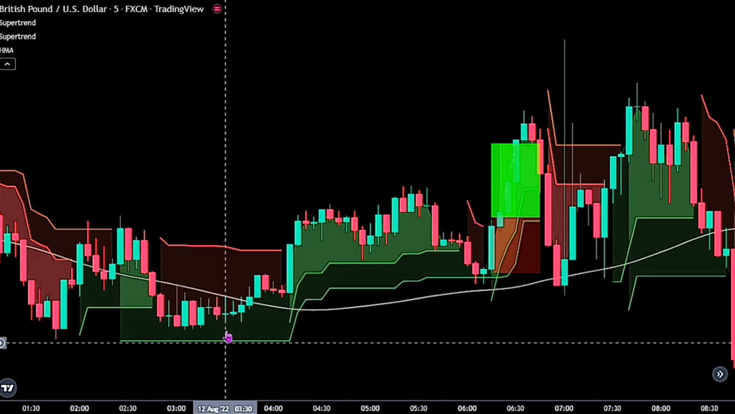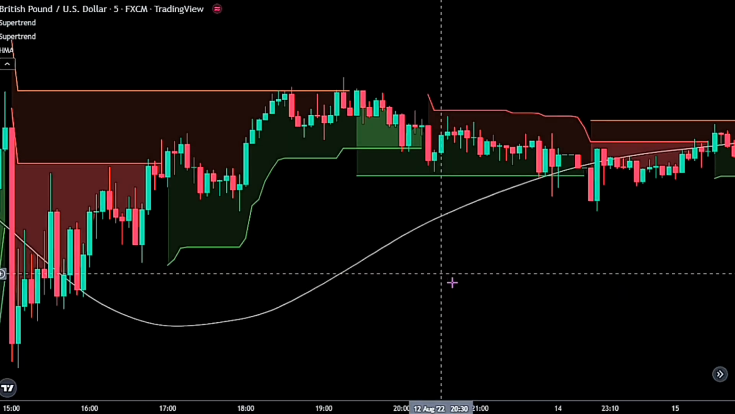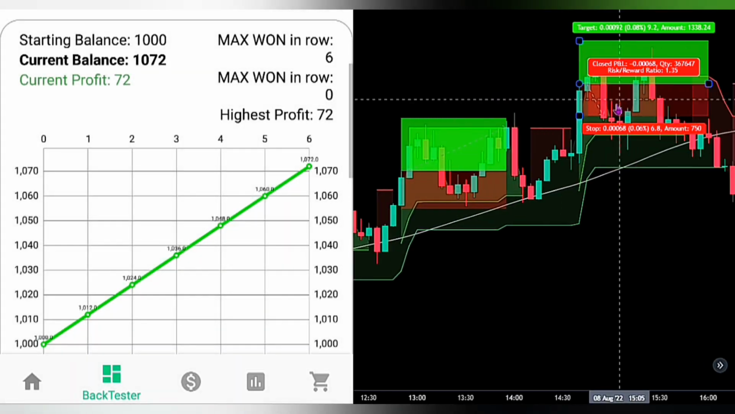I will backtest it 200 times with an initial account size of $1,000. The take profit level is at 1.2 times the risk, which makes it an easy target to hit.